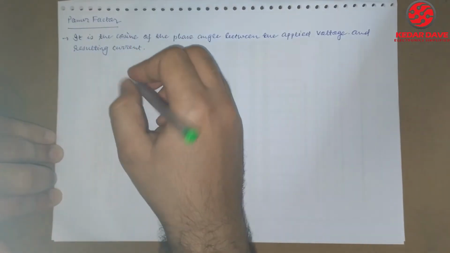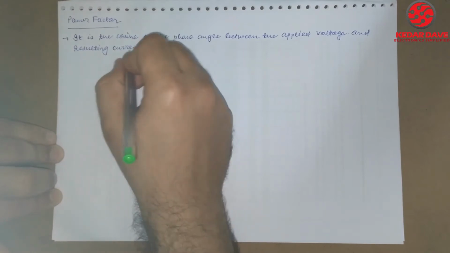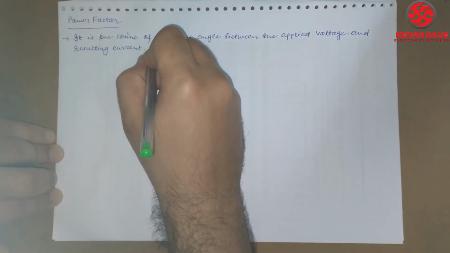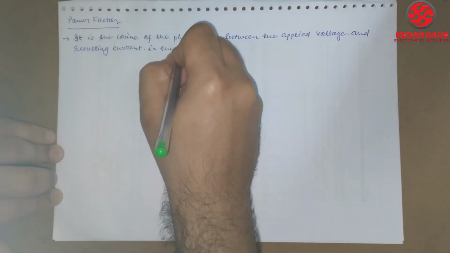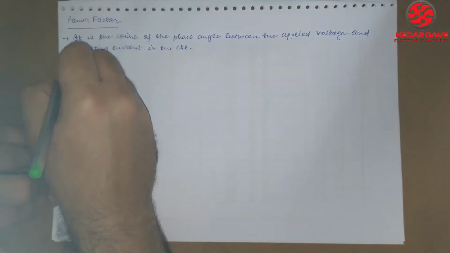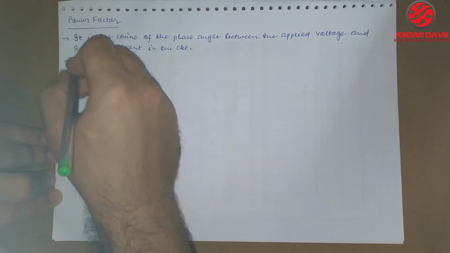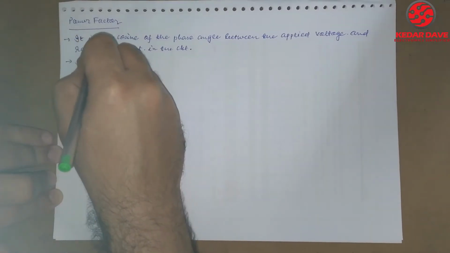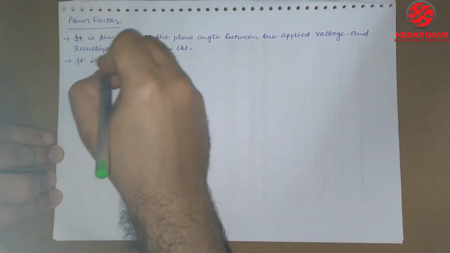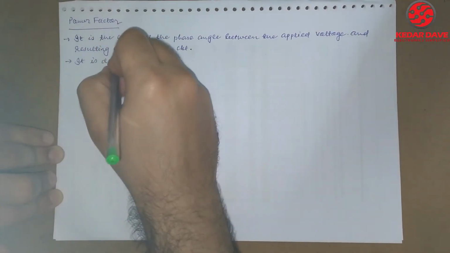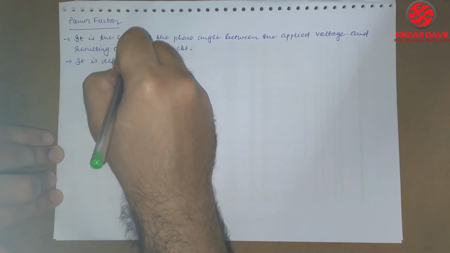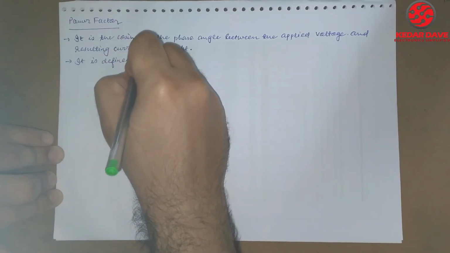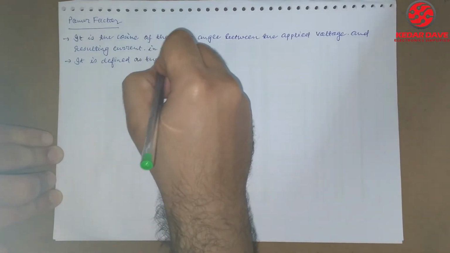ओके, तो ये जो करंट है वो कहाँ, ऑब्वियसली इन दी सर्किट. सर्किट के अंदर जो मेरा करंट फ्लो हो रहा है और जो मेरा वोल्टेज लगा हुआ है, दोनों के बीच का जो भी एंगल है उसे हम बोलेंगे फेज. So it is also defined as the ratio.